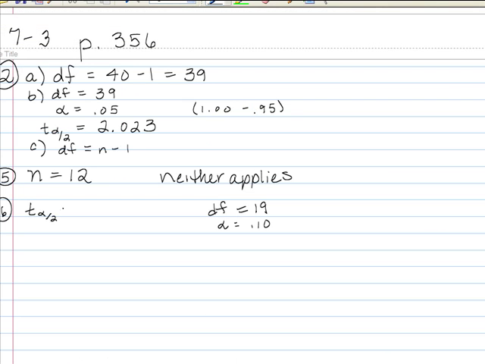Okay, and again, the reason we use that is sigma is not known. Alpha is 10% or 0.10 in two tails. Degrees of freedom would be 19. We know that IQ scores are normally distributed.